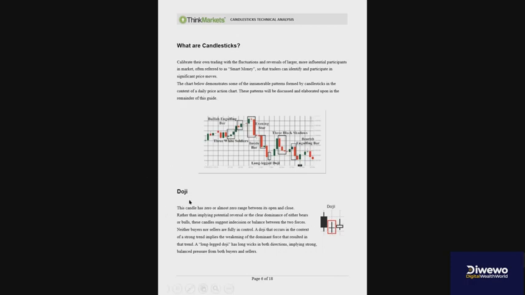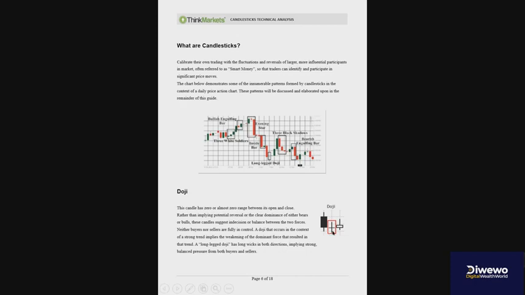So let's go to the candlestick we call doji. As you can see in the picture, I just love this PDF because it's very simple and self-explanatory. There is a work that this particular candlestick does. I don't want to bore you with reading this, so you can go ahead and read it yourself. Like I said, I'm going to share this PDF with you so you can read it and understand. All right, let's move on.